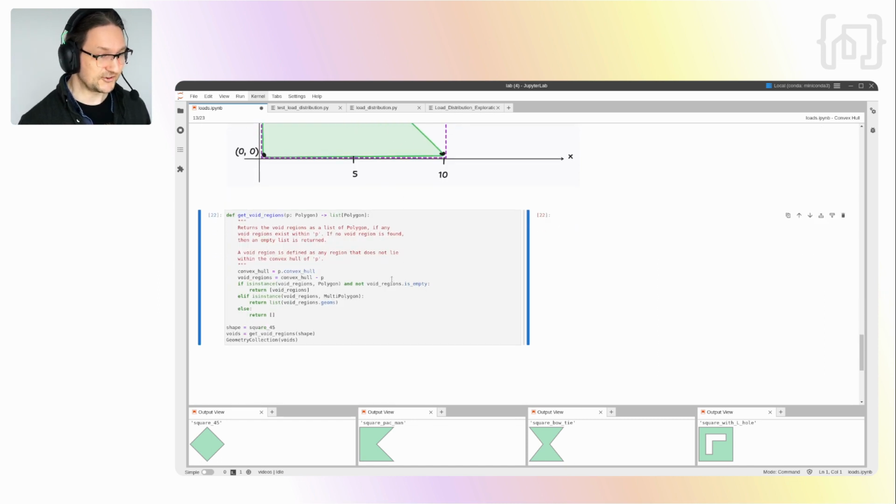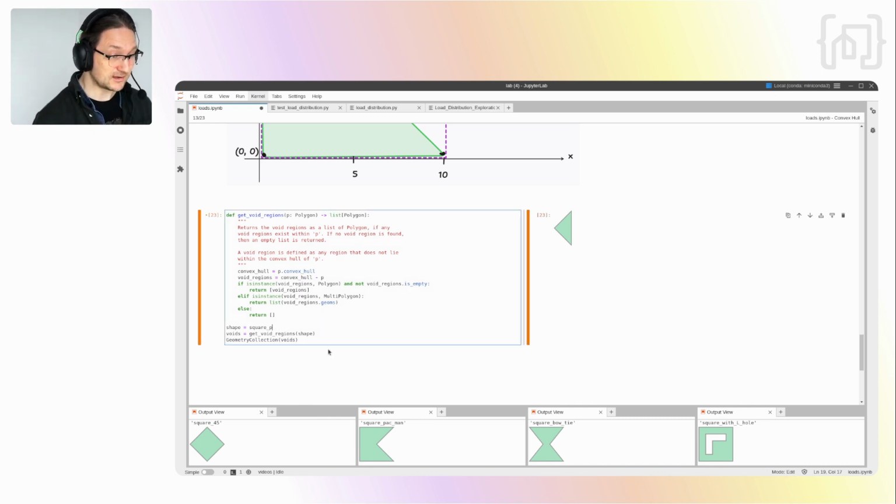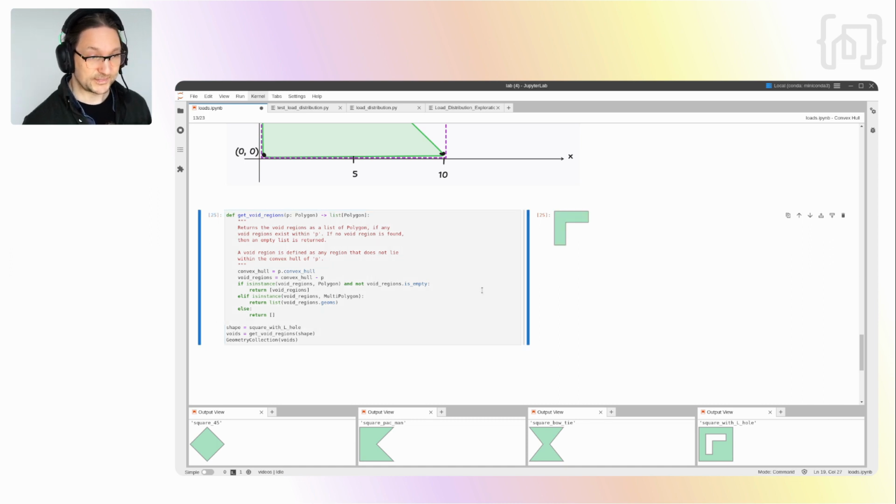So we'll write a function here to get the void regions. We'll pass it a polygon, and we will check to see if it has any void regions, being defined as the convex hull minus the polygon. Square Pac-Man, let's look at the void regions. We see the triangular void region that's very apparent. Same with the bow tie, we'll see two, and with our square with L hole, we should see this L hole. There's our void region.